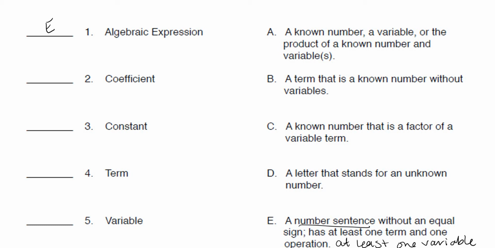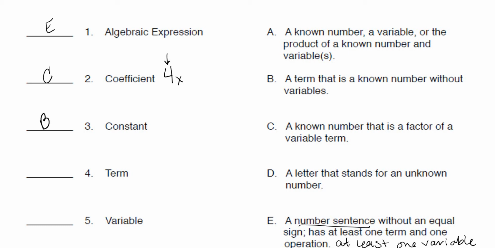Then a coefficient. So the coefficient is a known number that is a factor of a variable. So plain and simple, the coefficient is what the variable is being multiplied by. So when I see 4x, the coefficient is the 4. Okay, a constant is a term that is a known number without variables. So it doesn't change. It's constant. It stays the same all the time. It's never going to be replaced by a different number.